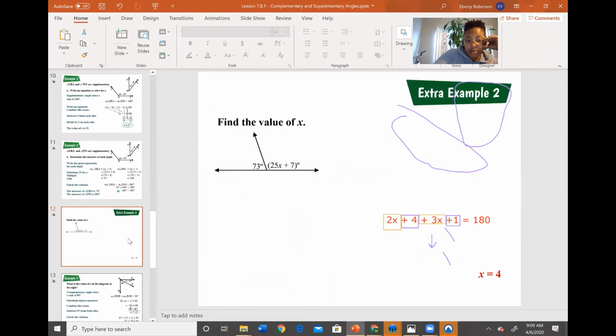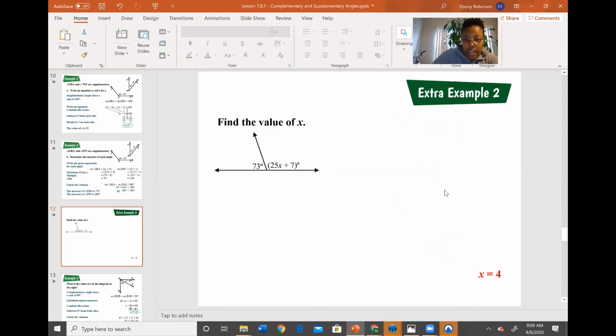Okay, I'm skipping that one. If you saw it very well, then you probably already got the answer to what I asked you for. All right, here we go. So find the value of x. You guys know how to do this, but I'll set you up. So I see a straight line. So how much do they have to equal? They have to equal 180.